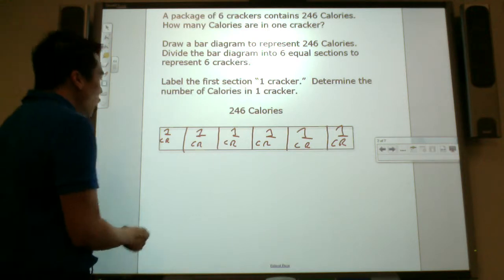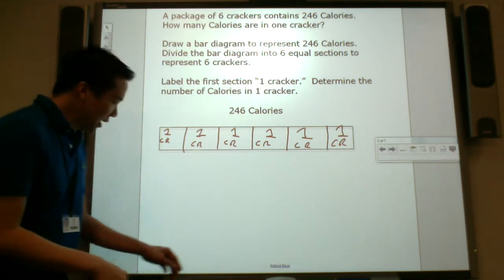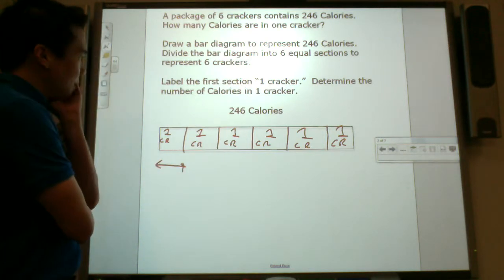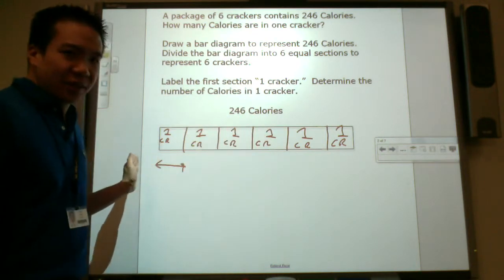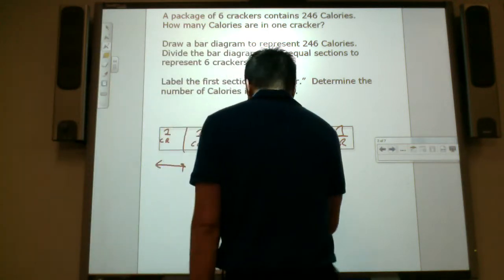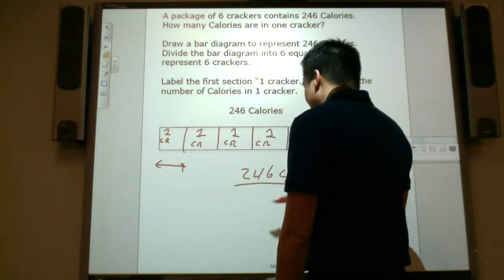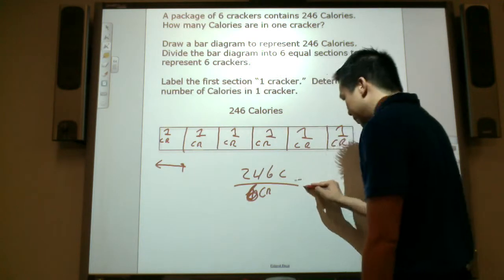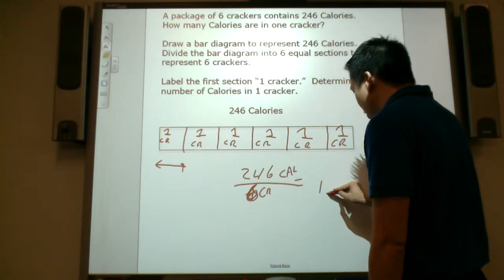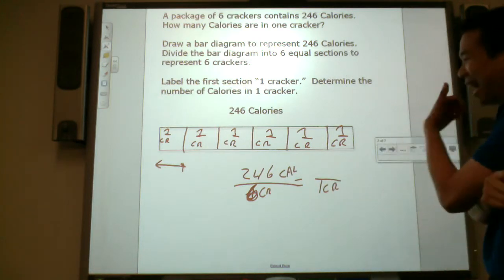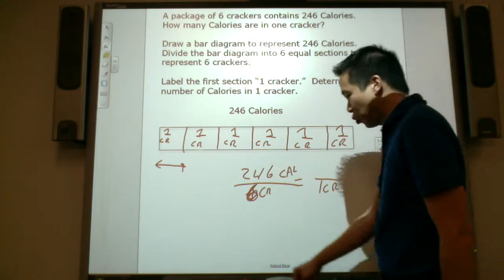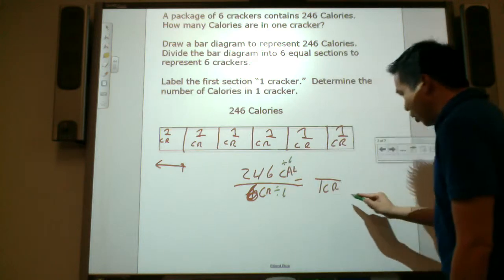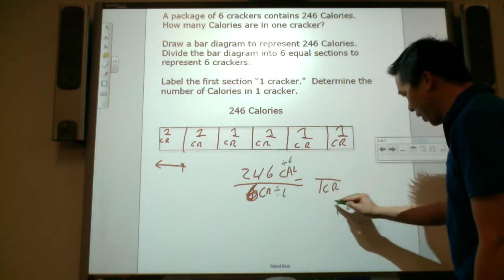246 calories. I would like to know each cracker. I would like to know how many calories are in this cracker. Let's see. Oh, there's like groups here. Divide. So 246 calories for 6 crackers. I would like to know how many calories are there in 1 cracker. So I'm going to divide this by 6, divide this by 6. What is 246 divided by 6?